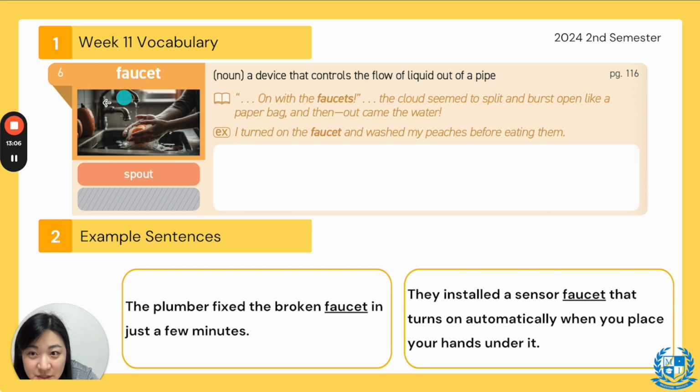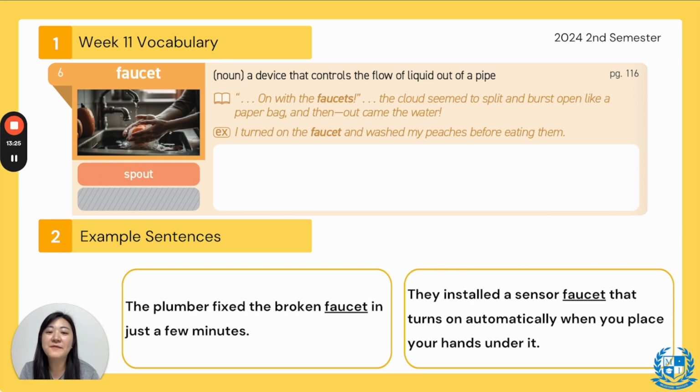Here in this picture, as you can see. Let's read the example. 1, 2, 3. I turned on the faucet and washed my peaches before eating them. Yes. So, as you can see in the picture, this person is washing their peaches with the water from the faucet. Done. Let's go to the next one.